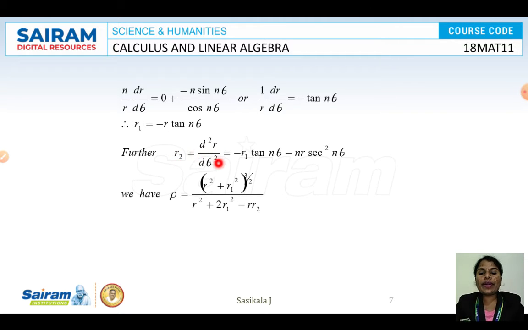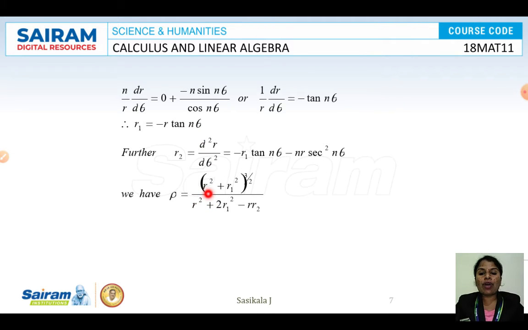So it is d²r/dθ² is equal to, we have to use the uv method. First r you can differentiate, then you can go for tan, right? So minus r1 into tan nθ, then minus nr times the differentiation of tan, which will be secant squared nθ. Again nθ differentiation will give n, that's what is written: minus nr sec² nθ. Okay. Now I found already how we found r1 and r2. Now you can substitute to the rho.